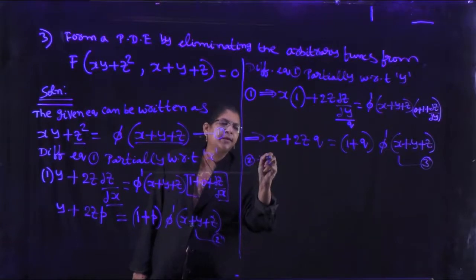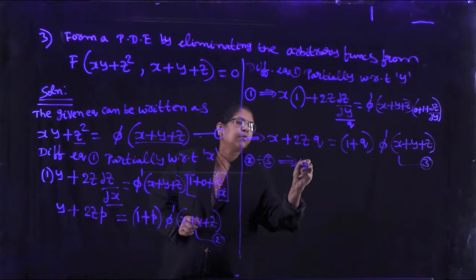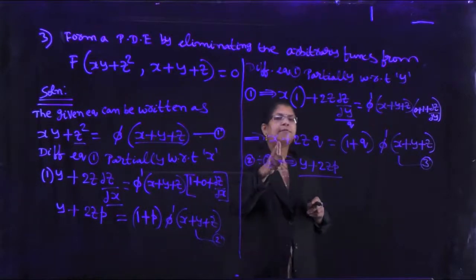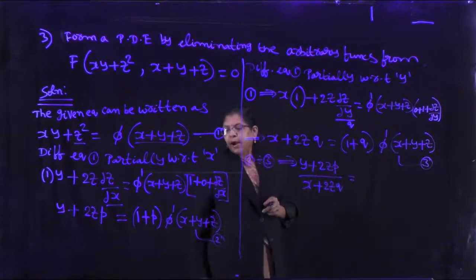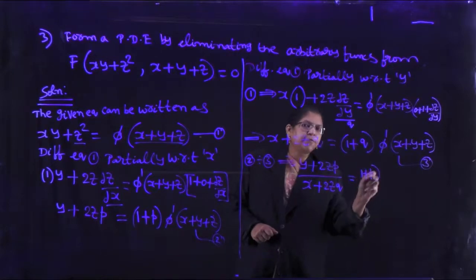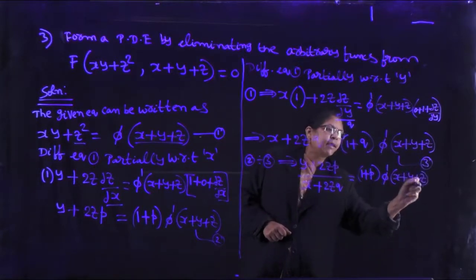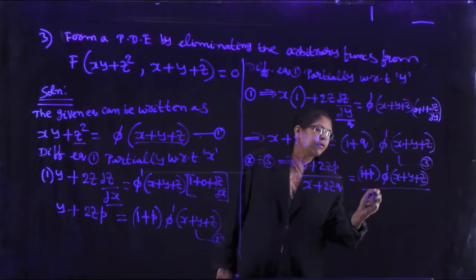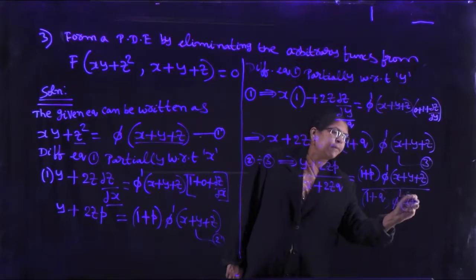2 divided by 3 implies, what is LHS of equation 2? y plus 2zp, divided by, what is LHS of equation 3? x plus 2zq, equal to, what is RHS of equation 2? 1 plus p into pi dash of x plus y plus z, divided by, what is RHS of equation 3? 1 plus q into pi dash of x plus y plus z.